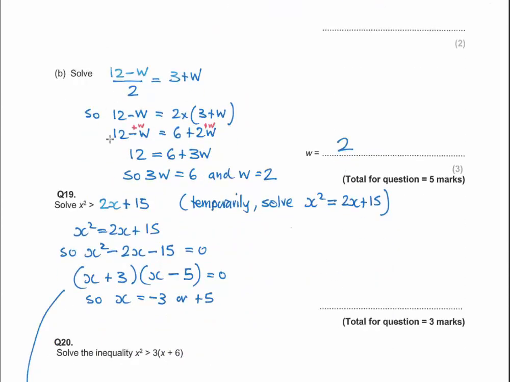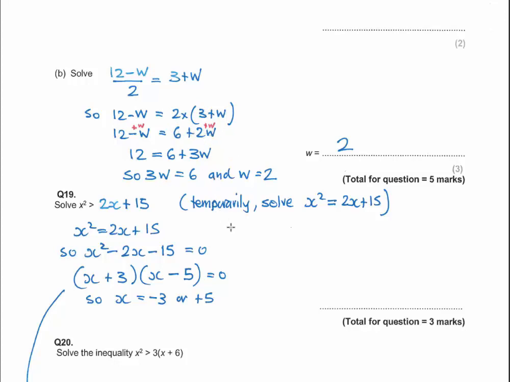Here is a similar question. We've got 12 minus w divided by 2 equals 3 plus w. The first thing I do is get rid of this 2 by multiplying both sides by 2. That gives me 12 minus w equals 2 lots of 3 plus w. The next thing I do is I get rid of the brackets. I get 6, 2 times 3, add 2w.